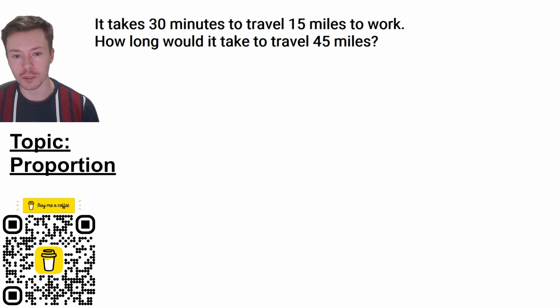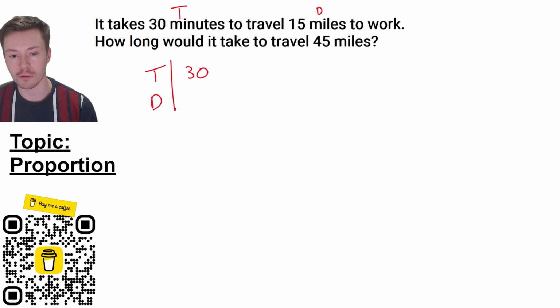Now, what I'm going to do is I'm going to give these some letters. So 30 minutes, that's time. I'm going to give that a letter of T, and then miles, that's D for distance. So I'm going to put this into a table. Time is 30, and then the distance is 15.